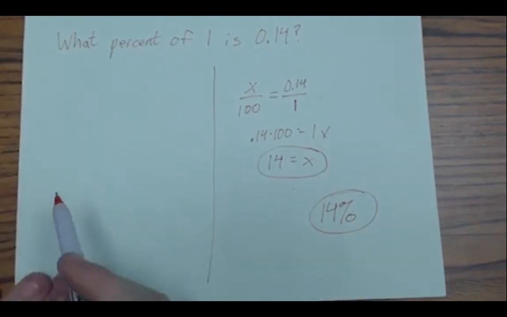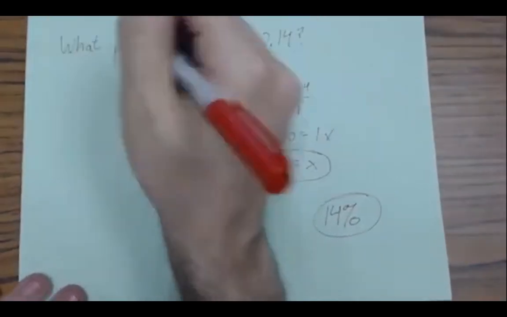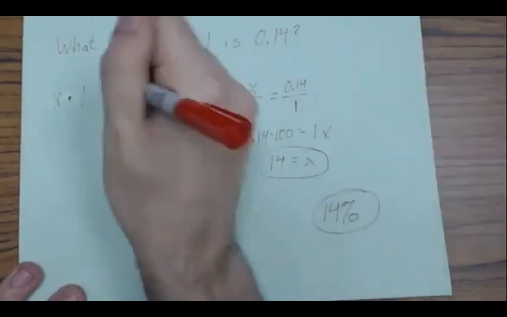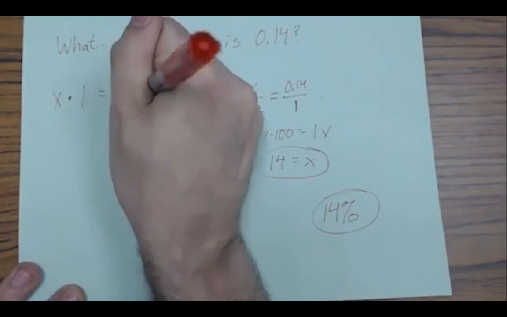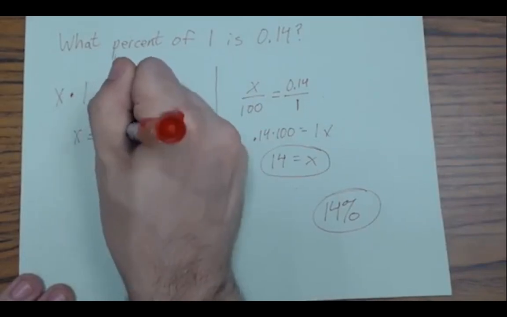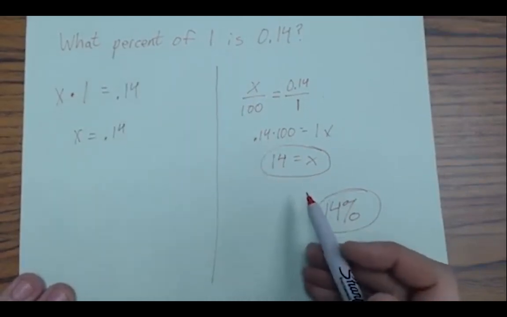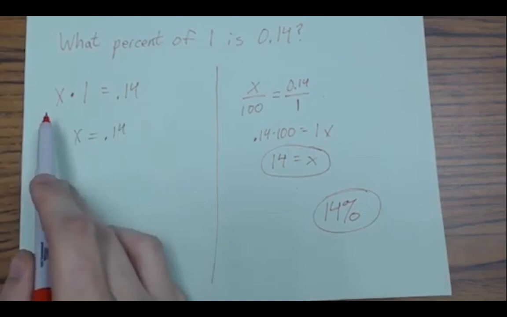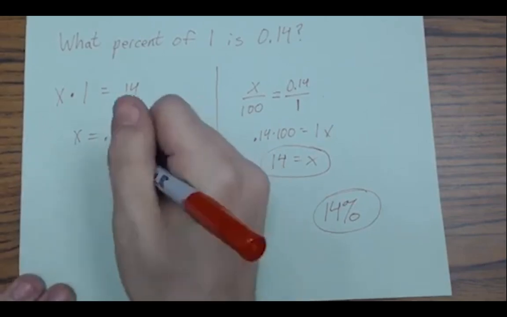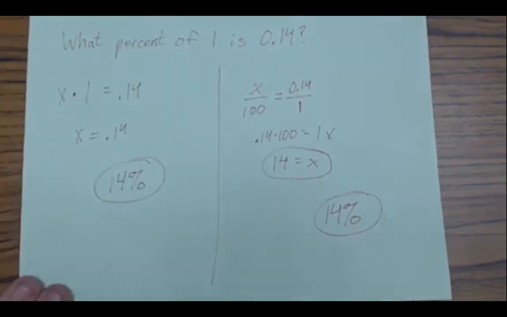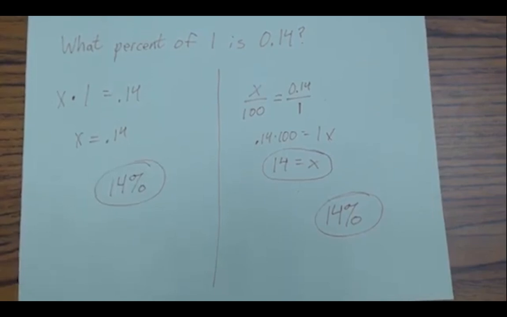Now we're going to do similar work if we had done a direct translation. What percent? That's unknown. So x of 1 times 1 equals 0.14. X times 1 is x. So here we get x equals 0.14. That's different than x equals 14. But remember, when we use the equation, x has to be written as a decimal. So the decimal version of the answer is 0.14, which means the answer, what percent, would be 14%. Decimal to percent, 2 spaces to the right. So no matter how you do it, you're going to get 14%.